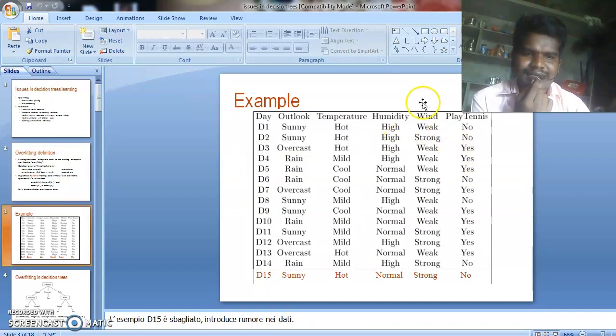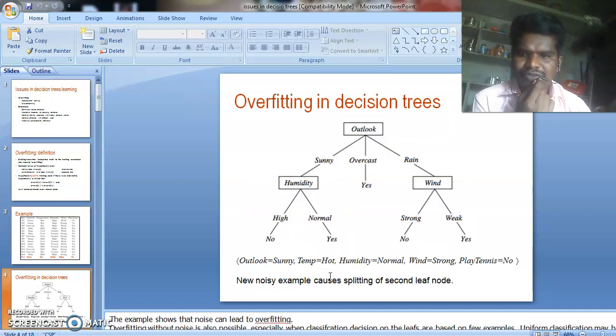This is our training data. In this data we have four attributes, and the last column is the prediction, the outcome of these attributes. Here there are 14 examples, and the last one is the 15th. We are finding whether to play tennis or not based on the attributes: outlook equal to sunny, temperature equal to hot, humidity equal to normal, and wind equal to strong.